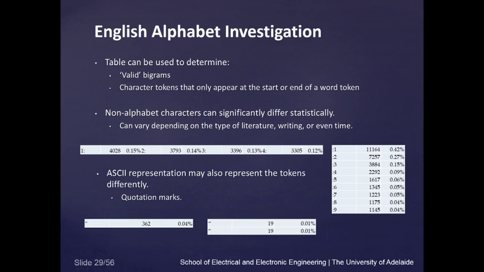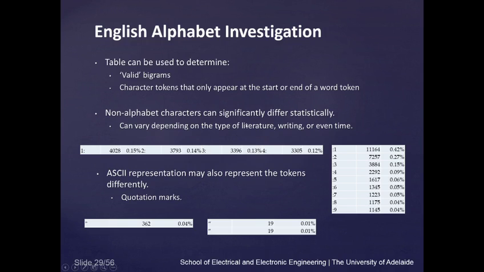We did notice that non-alphabet characters could differ significantly statistically and could vary depending on the type of literature, the writing, or even the time period that it was written in. As an example, from this time period, punctuation is a lot less strict. If we took a chat log from, say, Facebook, a lot of people would not use an apostrophe to distinguish between won't and don't. They would just remove that completely, or they would use multiple punctuation characters to show a smiley face.